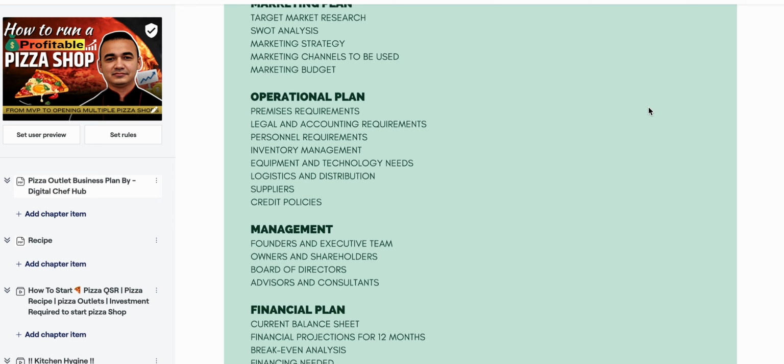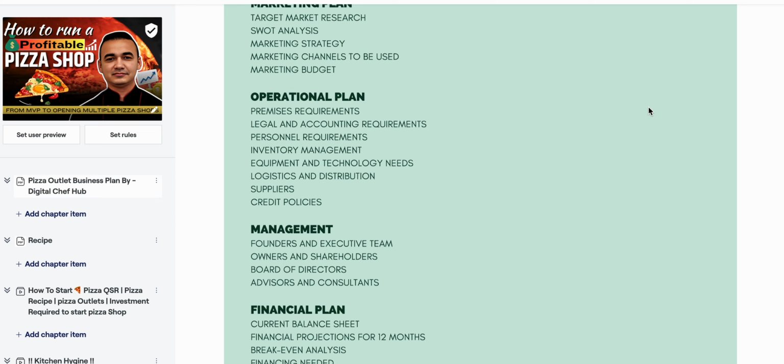The next is the operation plan: premises requirements, legal and accounting requirements, personnel requirements, inventory management, equipment and technology needs, logistics and distribution, suppliers, and credit policies. The next is management, founders and executive team. If you are heading a team, or if you are acting solely with a kitchen helper or other subordinates, that will be noted in your business plan.